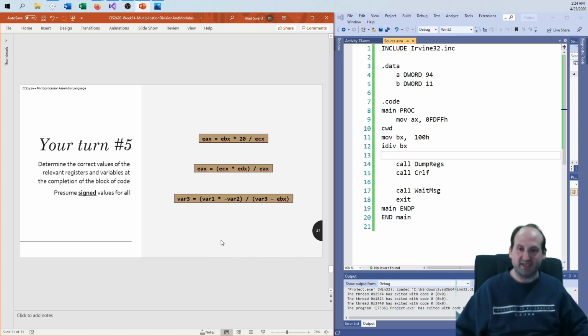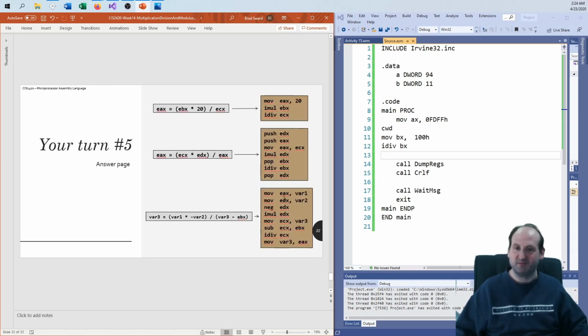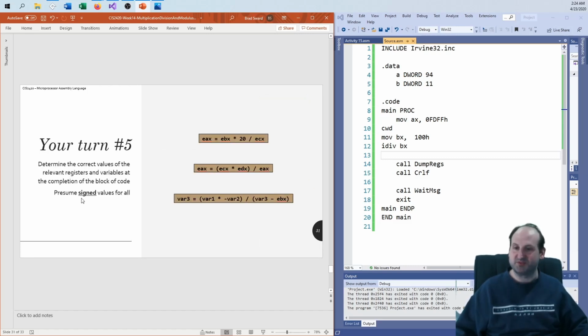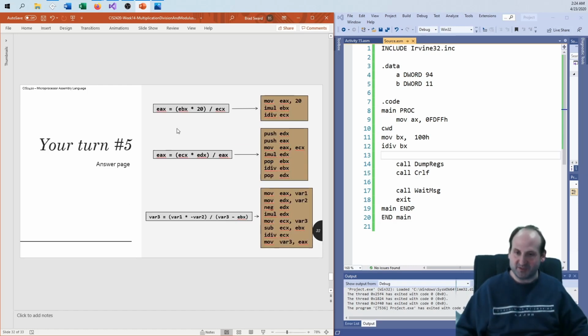So let's take a look at EAX equals EBX times 20 divided by ECX. EAX equals ECX times EDX divided by EAX. And then one of these guys, var3 equals var1 times -var2 divided by var3 minus EBX. Okay, and it also says presumed signed values for all of these. So we're just going to use the IDIV and the imul for everything. Hopefully there's no typo there, and everything looks good so far.